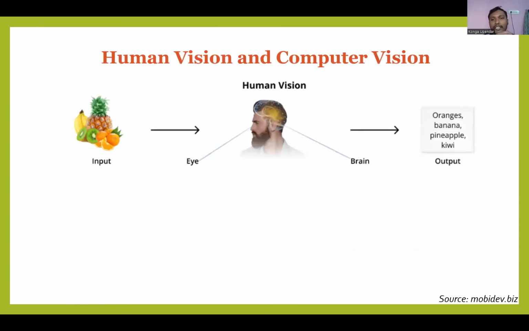So what is the exact difference between human vision and computer vision? As human beings, we have the eyes, the brain, and the five sensing organs. In case of computer vision, I'm talking about the eyes only. We see the surroundings and observe things, then our brain processes it and takes an action. Like the fruit data set: it tells you, this is an orange, this is a banana, this is a pineapple, this is a kiwi. So something is linked.